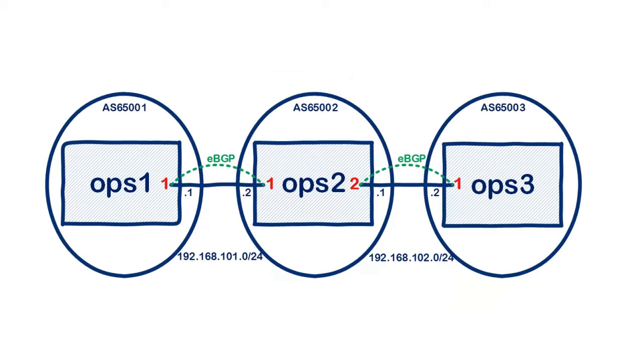And to prove this network, on Ops1, I will be able to see in the BGP table this subnet, 192.168.1.0/24, and I'll be able to ping from Ops1 to Ops3.